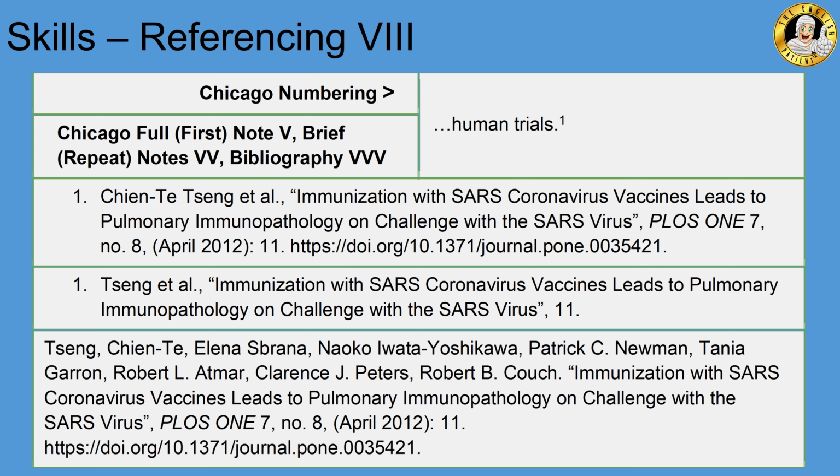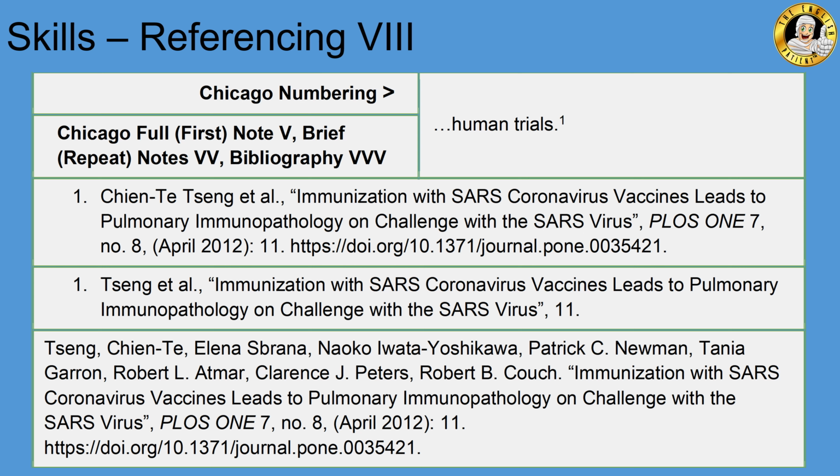So the format again is slightly different. In this case, we have the first name first, and then the family name, and then et al. And then we have a comma, not a full stop, and then we open our quotation marks. We've got the title. We've got, once again in italics, the journal name, PLOS ONE. We have 7, number 8, April 2012, the date at the end, and then a colon, page 11. And then we have the DOI. Now, some of that is omitted for repeated notes, as you can see there.